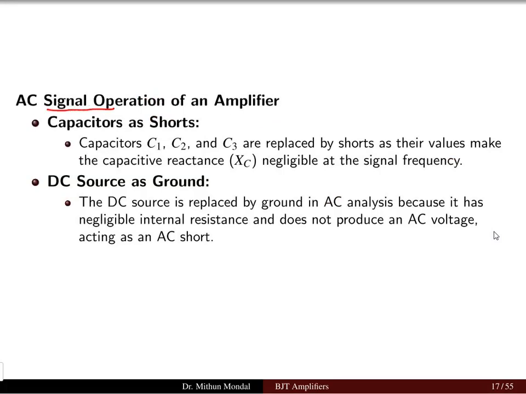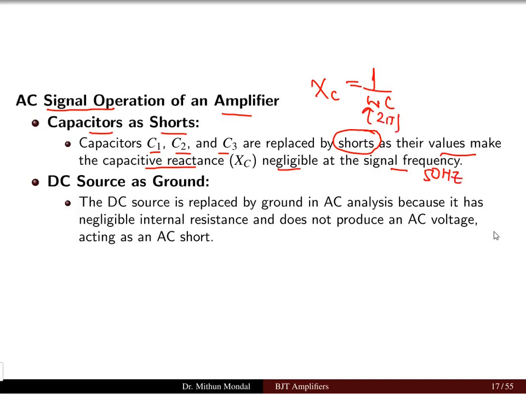Now for AC signal operation of the amplifier, the capacitors will be treated as short. These capacitors are C1, C2 and C3, which are connected in the common emitter circuit. They will be replaced by shorts, because the capacitive reactance Xc is equal to 1 by omega C. So this becomes negligible at the signal frequency. When we talk about the signal frequency, this may be 50 hertz, where omega is 2 pi f. If we take the frequency to be 50 hertz, then the Xc value is very small, and hence we can neglect it.